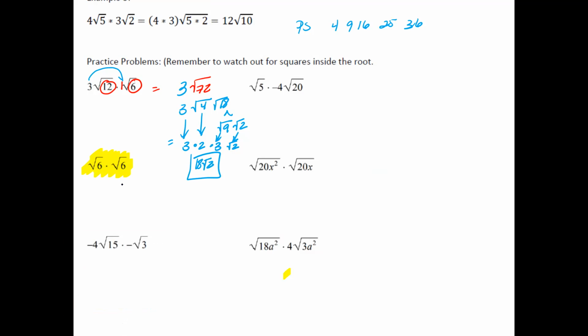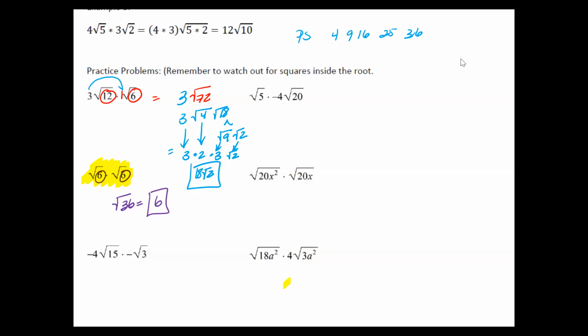Okay, so looking at this one here, square root of 6 times 6 is going to give you a 36. And what is a square root of 36? You should just have the answer 6. Okay, so then let's go into this question right over here. So here you're going to do 5 and 20, which is a square root of 100. Don't forget to bring over your negative 4. So I'm going to have it right there. Well, square root of 100 is just 10. So if I multiply it, my answer is negative 40.